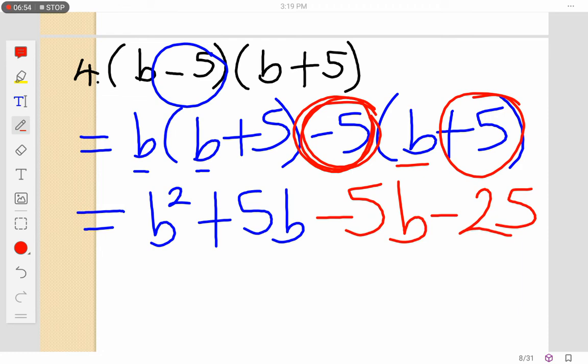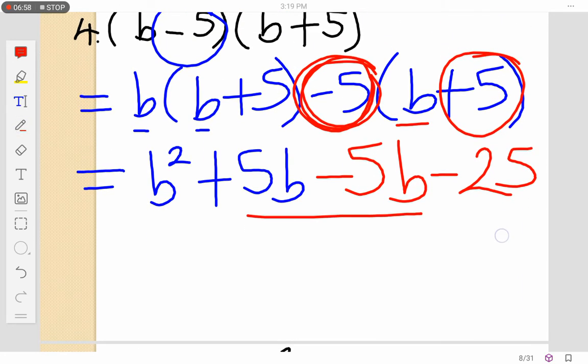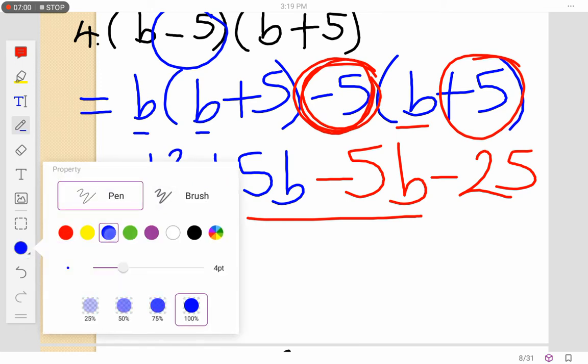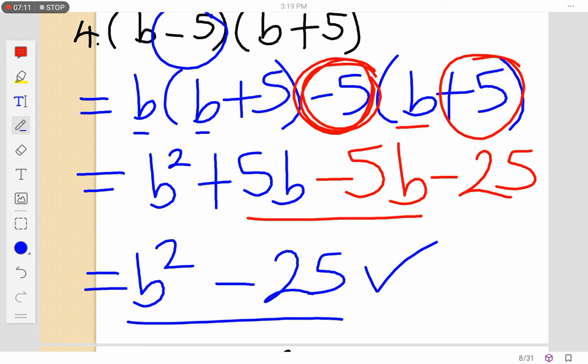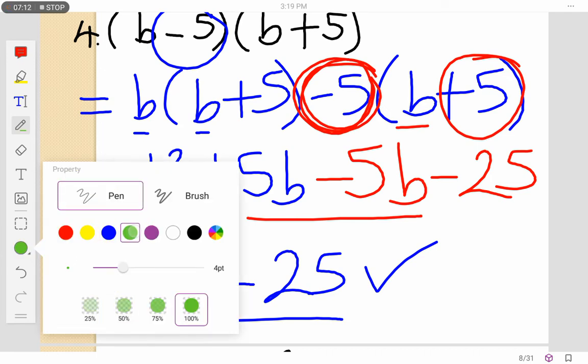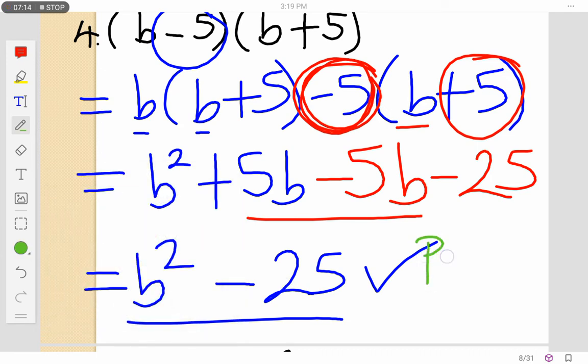Okay, like that. Then we have got b's there. Let's add them together. So I'll get b squared, then 5b minus 5b, I'll get a 0. Then I'll have minus 25 here. Okay, so this is our answer. So this one has a special name. This is a perfect square.